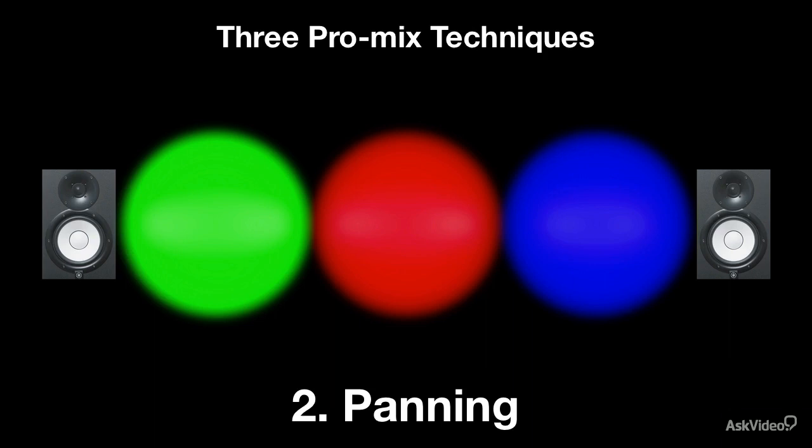So that's panning. When you pan instruments apart, they actually get easier to hear because each ear processes that spatial information separately. So we've talked about the first two ProMix techniques of volume and panning. And the last ProMix technique is EQ, or equalization or tone control.